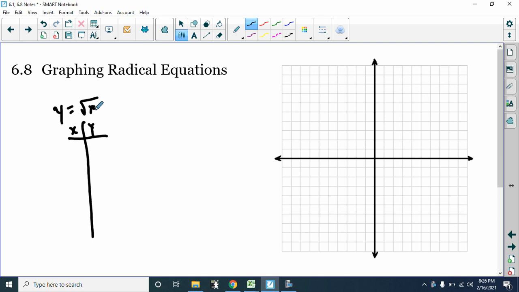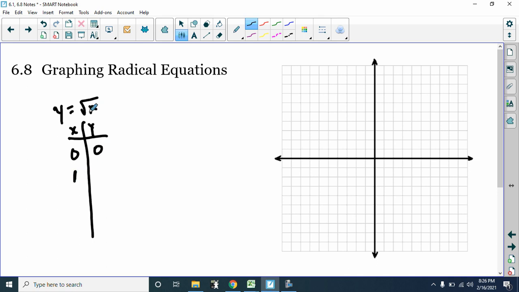First of all, if I plug in any negative numbers, if I plug in -1 or -2, I get undefined on the real number plane. So there's no x values that we can plug in here. Our domain is just positive numbers or 0 can be plugged in for x. I can plug in 0. Square root of 0 is 0.